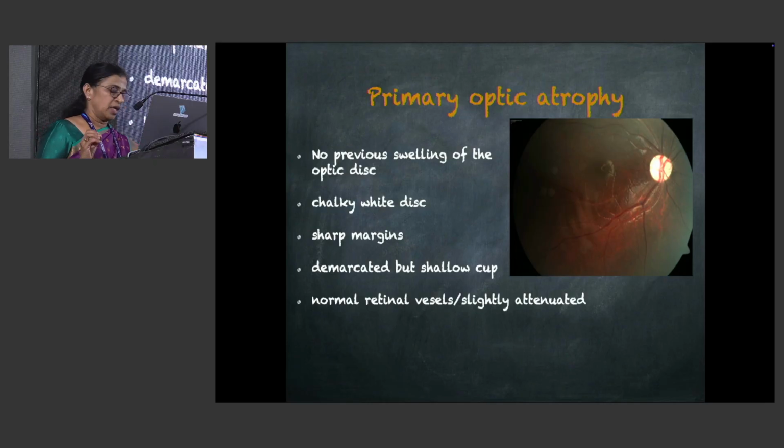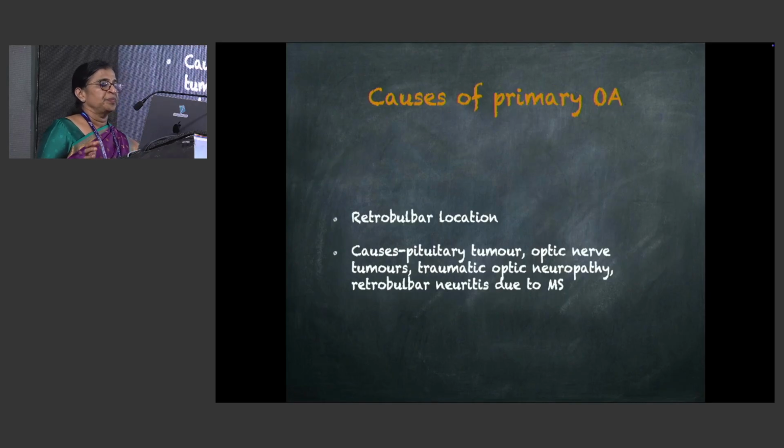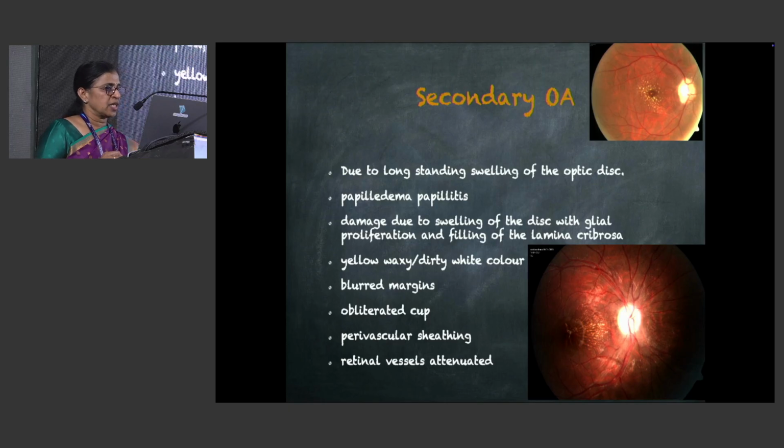Sometimes you can have attenuation of vessels also. So causes are due to retrobulbar lesions. It can be either tumor or traumatic optic neuropathy. Secondary optic atrophy is due to long-standing swelling of the optic disc. There is prior papilledema in the optic disc.